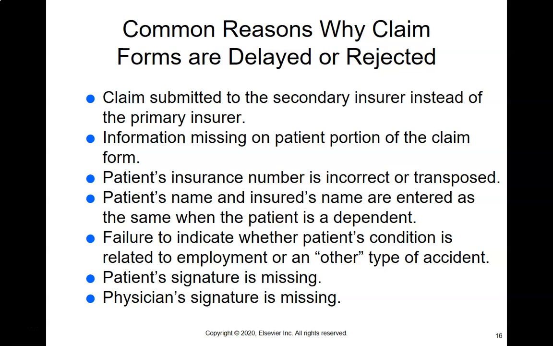Common reasons why claim forms are delayed or rejected. The claim is submitted to the secondary insurer instead of the primary insurer first. Information is missing on the patient portion of the claim form. The patient's insurance number is incorrect or transposed. The patient's name and insured name are entered as the same when the patient is a dependent. There is a failure to indicate whether the patient's condition is related to employment or another type of accident. The patient's signature is missing, and the physician's signature is missing.